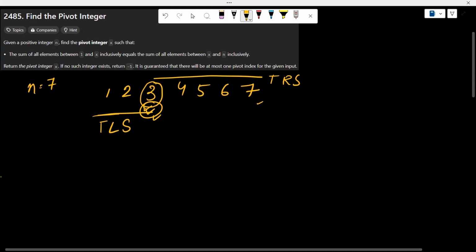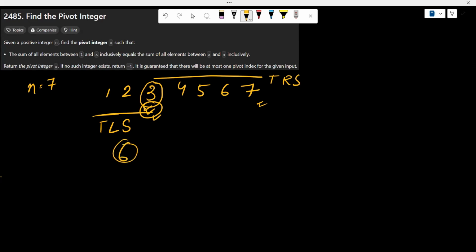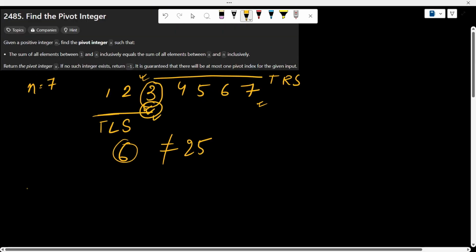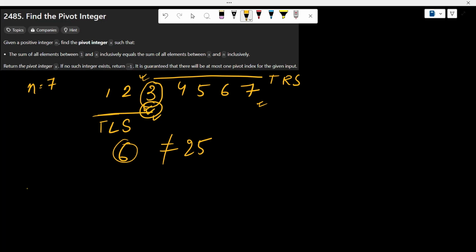If we see in this example, the total left sum is 3 plus 2 plus 1, that is 6. And on the right side, the total sum will be 7, 3, 10, 20, 25. So that is not equal to the total right sum. So this cannot be a pivot for 7. In this way, we have to find out the pivot such that the total left sum is equal to the total right sum. So how can we solve this question? There can be various approaches, so we will see a few of them.